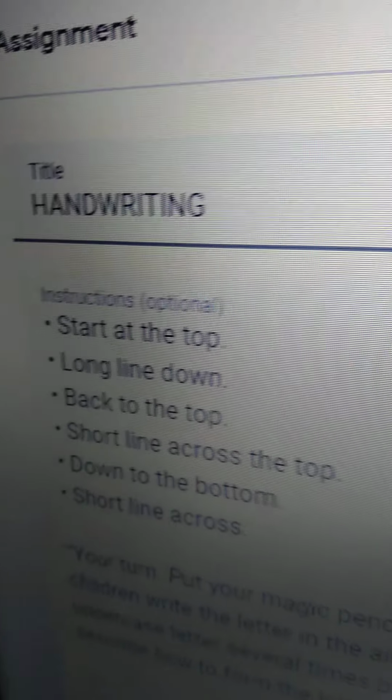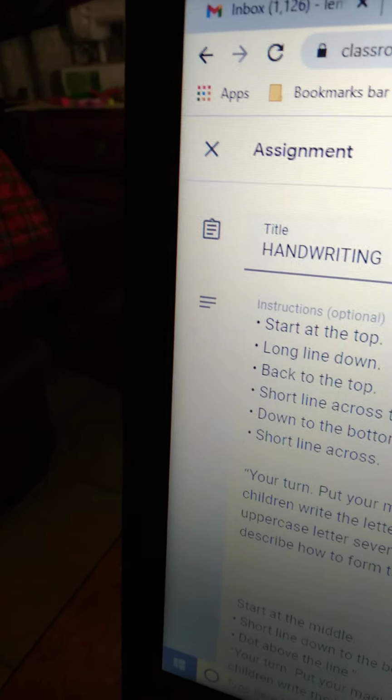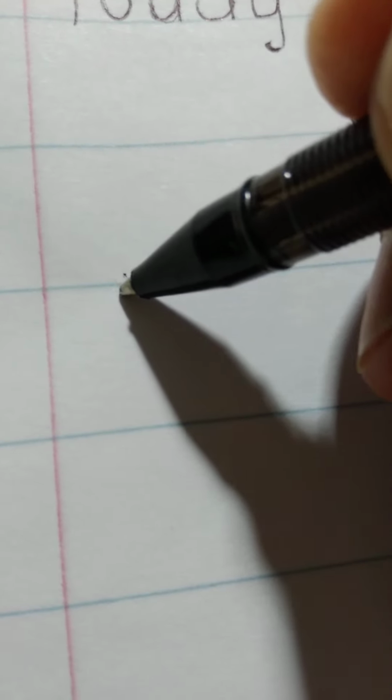Right, so now we're going to make that I, capital I. Now, as in the instruction, it says start at the top, so I'm going to start at the top line here. Make a long line down. So I'm going to do what they say, and these instructions are there, so in the future, you could also use them, right, to help make the letters correctly. And then it says go back to the top. After you make that long line, you go across, a short line across, and you go back to the bottom and a short line across, right?